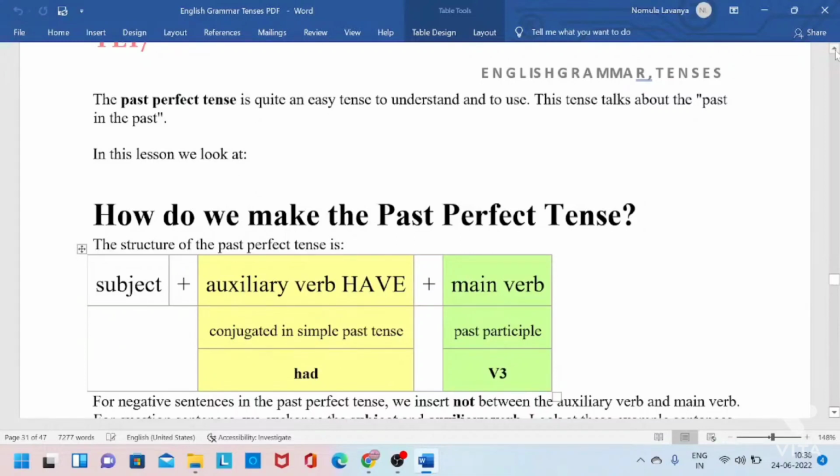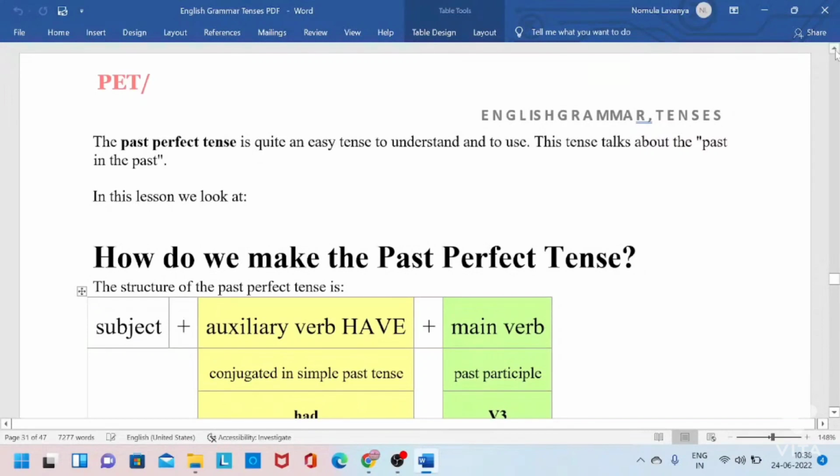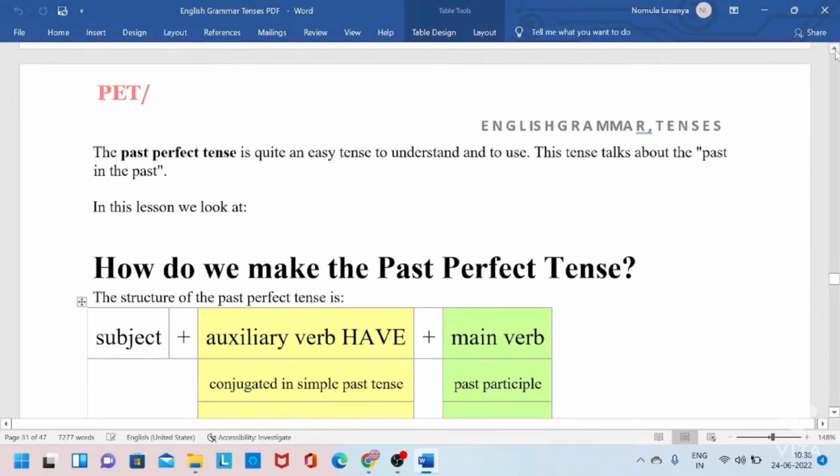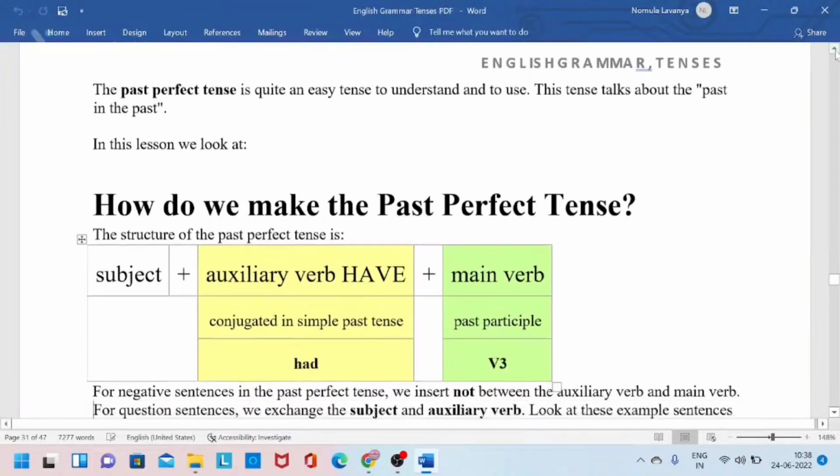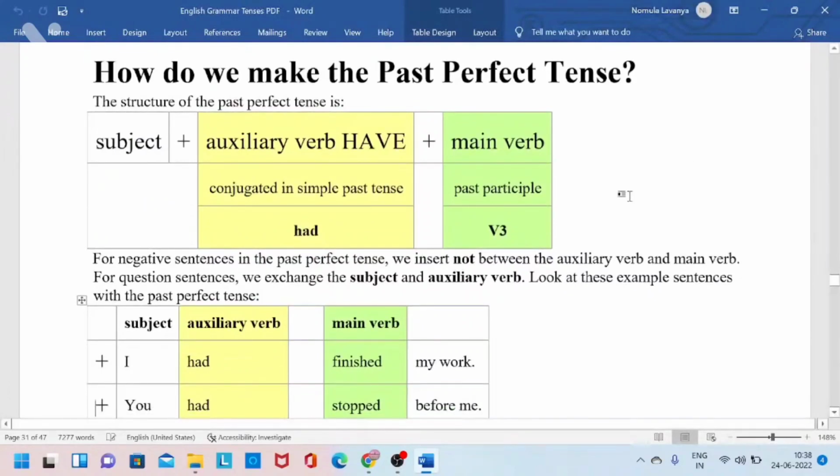And yes, let's continue. What is the past perfect tense? The past perfect tense is quite an easy tense to understand and to use. This tense talks about the past. So quickly let us see the equation. Subject plus auxiliary verb, that is have, which in the simple past is had, and the main verb, the past participle, verb form 3. Like see, saw, seen.